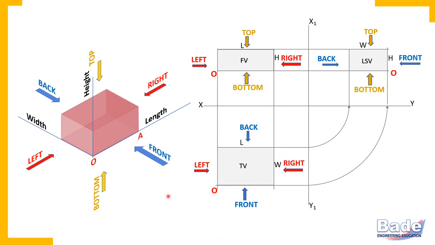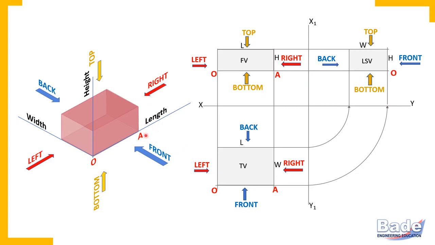Few more examples. Now here it is point A. So point A is on the right side. So on the right side and at bottom. So this is point A. In the top view, check whether it is on the front, back, left or right. So point A is on the right side. So here, and it is on the front. So this is front side. So here it is point A.